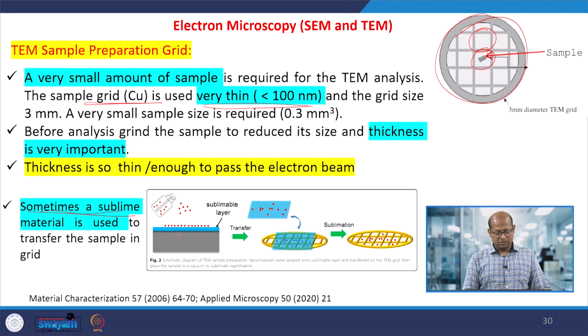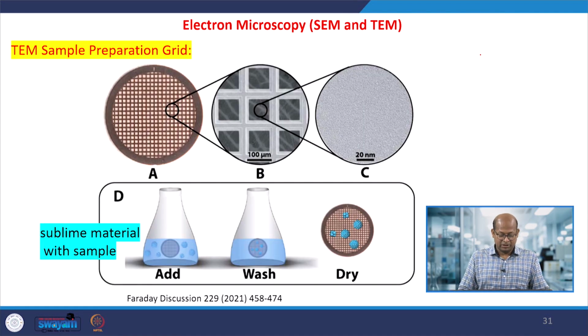So initially the sublime surface is there, over that the nanomaterials are placed, and after that it is transferred to the grids. Then we sublime the materials, and only the nanomaterials will be placed on the grids. After that it is placed inside the instrument, and we can get the image.